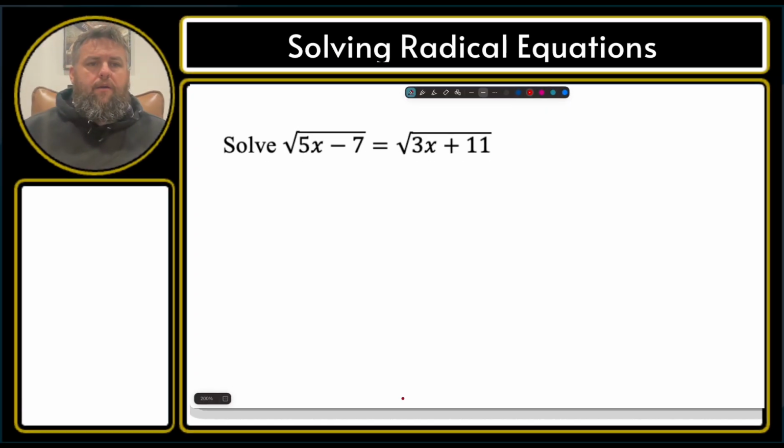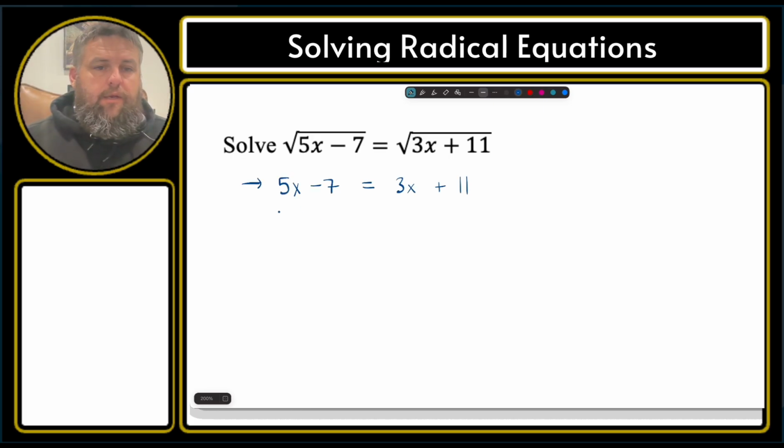Okay, our next equation is solve square root of 5x minus 7 equals the square root of 3x plus 11. The very first thing I want to do is get rid of the square root symbols. So I need to square both sides of the equation. Next, we're going to add 7 to both sides and subtract 3x from both sides. Then we're going to divide by 2 on both sides.